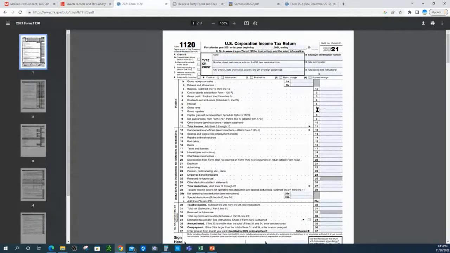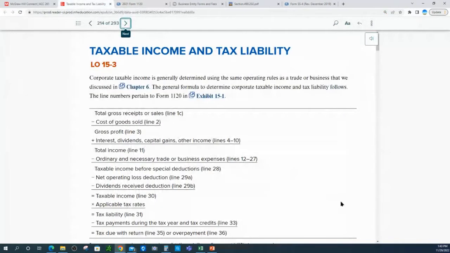So interest, gross rents, royalties, there's no special treatment for those items. There are no special tax rates for any of those items. We've got capital gains, and there's no special tax rate for capital gains for corporations. Their tax rate is the same as their ordinary tax rate. So we don't have to separate that stuff out. We can include it in our total income.